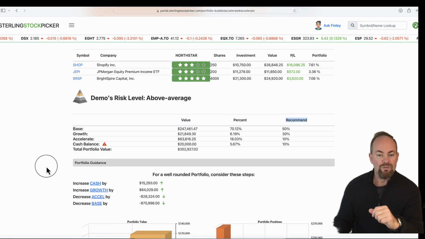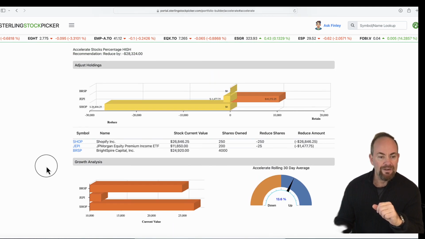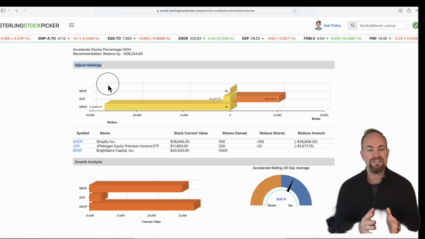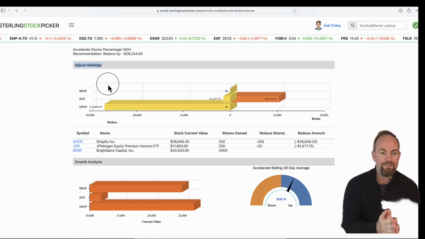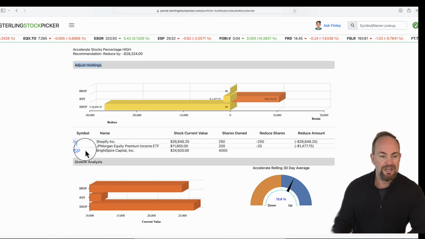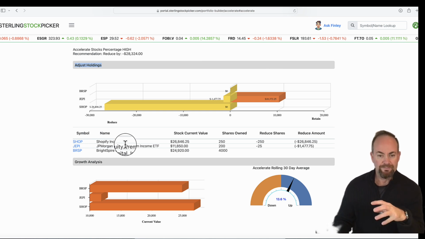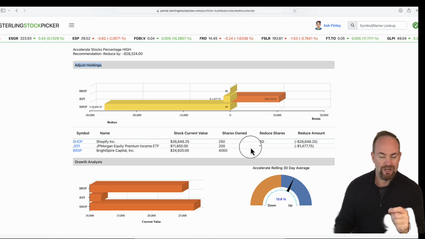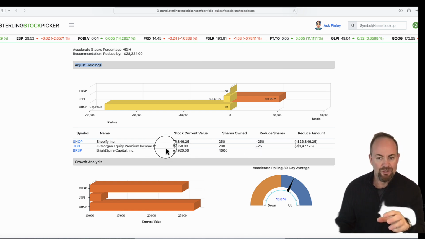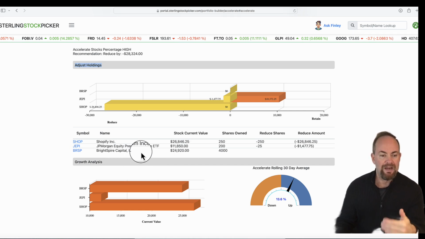And then it will show up here to adjust these holdings. You don't have to figure this out on your own. We're going to help you figure out what to sell and what to reduce. So the recommendation here is to sell all of the Shopify shares. Secondly, to sell 25 shares, just a few shares, of the JP Morgan Equity Premium Exchange Traded Fund, and to keep all of the BrightSpire Capital.